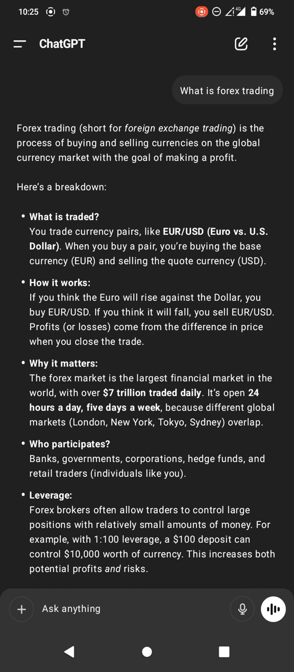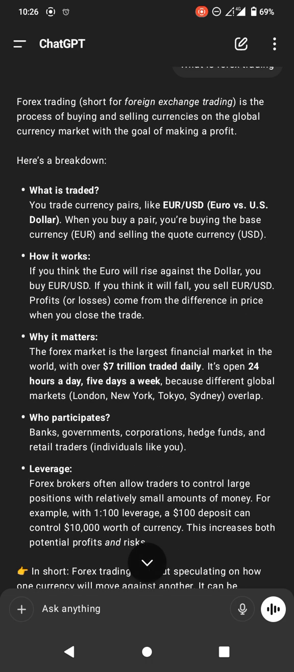So now how does it work? If you think the value of the euro will rise above that of the dollar, that means you will buy the euro and sell your dollar. That's how it works. If you are buying one currency, you are selling one currency at the same time. Understand? So if you think the euro is going to go up, you buy the euro, which means automatically you are shorting the dollar.